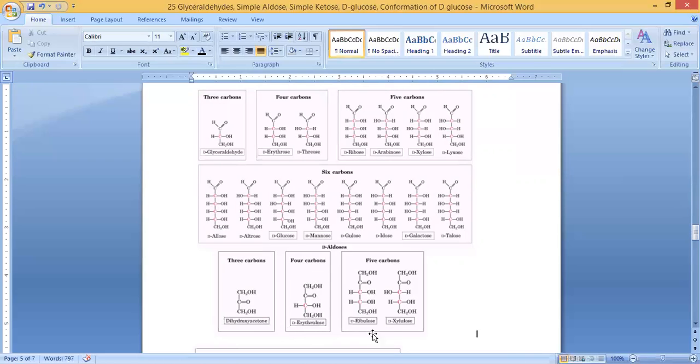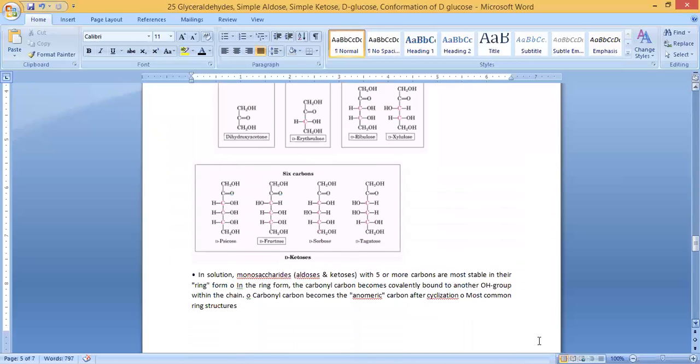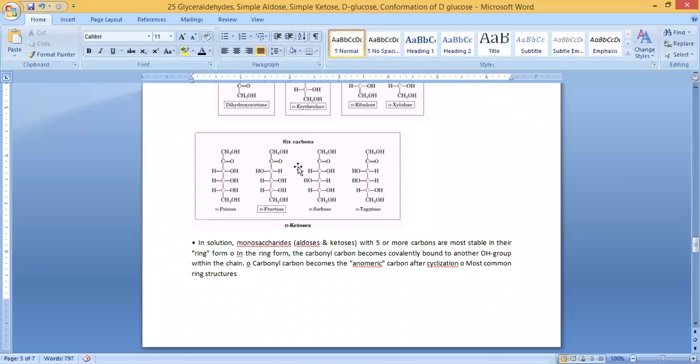Then dihydroxyacetone, erythrulose, ribulose, xylulose. So here are the examples of the ketoses, D-ketoses. Okay, the fructose, sorbose, tagatose. So these are the examples of the ketoses.